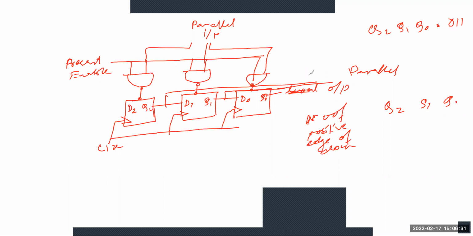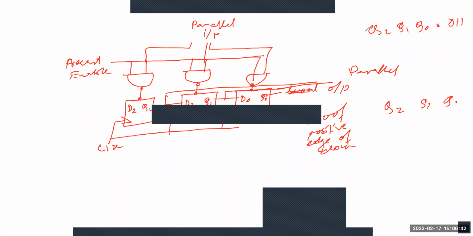So for the case of a 3-bit PIPO shift register, there is no need of clock pulses to produce the valid output. Okay, so these are the concepts about the shift register.